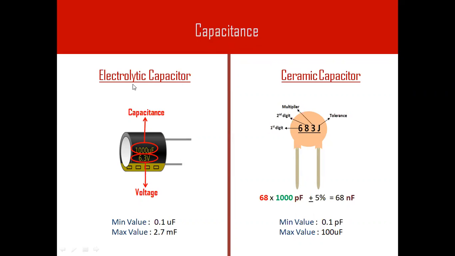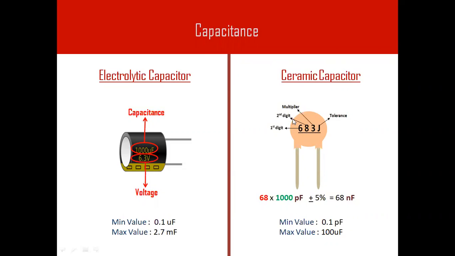The capacitance of electrolytic capacitor is written directly on the capacitor itself along with the maximum voltage rating of this capacitor. The capacitance range from 0.1 microfarads to 2.7 millifarads. Coming to the ceramic capacitor, the capacitance is written on the capacitor itself in the form of alphanumeric code, and this alphanumeric code represents the value of the capacitor.